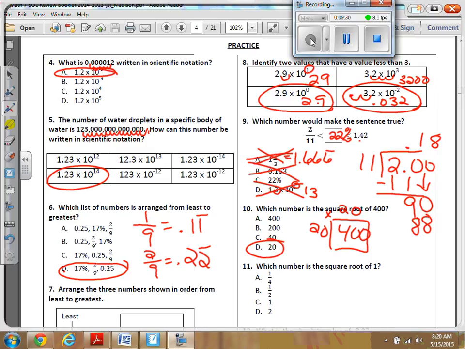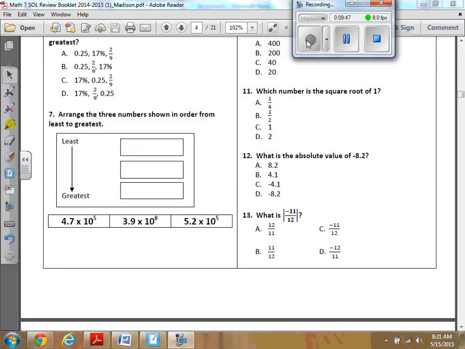So number 11, which number is the square root of 1? 1. Because 1 times 1 equals 1. So that's like saying you have a square with an area of 1. 1 times 1 is 1. Any questions so far? All right, we're skipping back to 7 then.